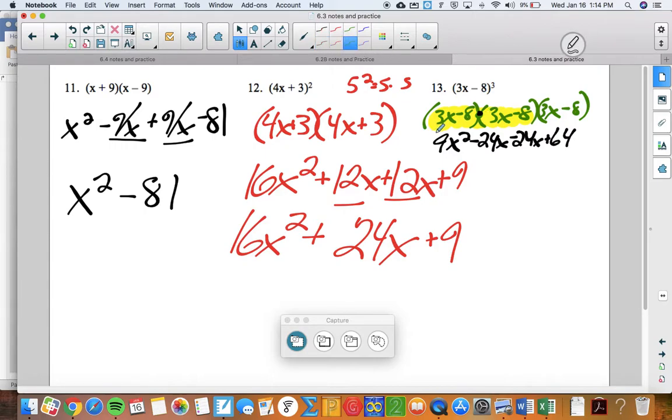And that's all going to get multiplied with 3x minus 8. Of course, we should combine like terms. So we actually get 9x squared minus 48x plus 64. And now we're multiplying it with 3x minus 8.